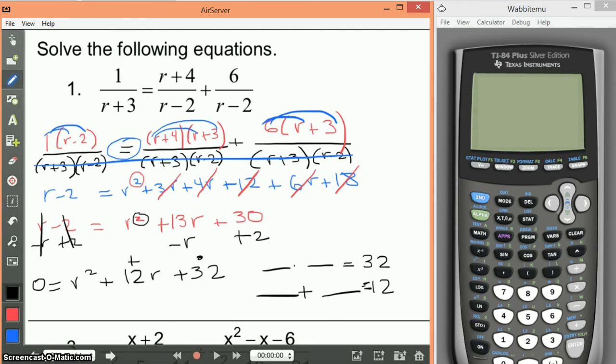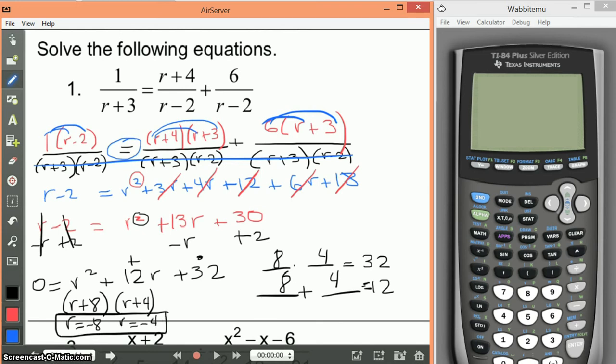What multiplies to give you 32 and adds to give you 12? 8 and 4. So the two numbers are 8 and 4. So you have r plus 8 and r plus 4 as the factors. So then r can be either negative 8 or r can be negative 4. So these are the two values.